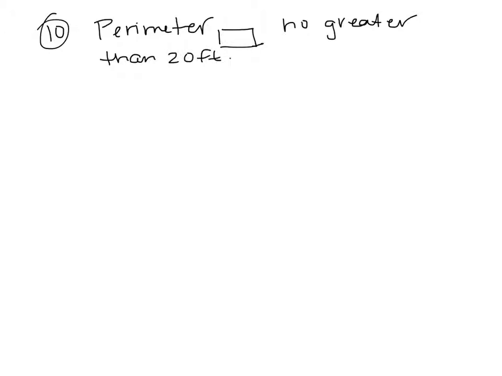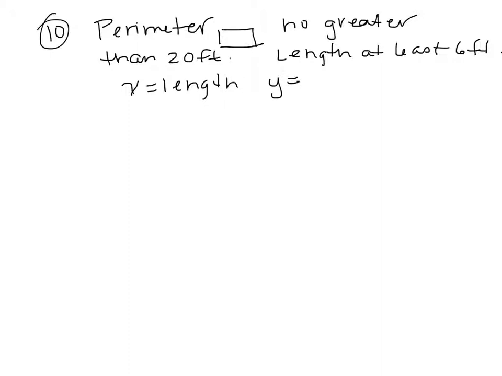We know the length is at least 6 feet. And the problem defines our variables for us. So x is length, y is width. All right, and this problem asks us to write a system of inequalities and then graph the system of inequalities.